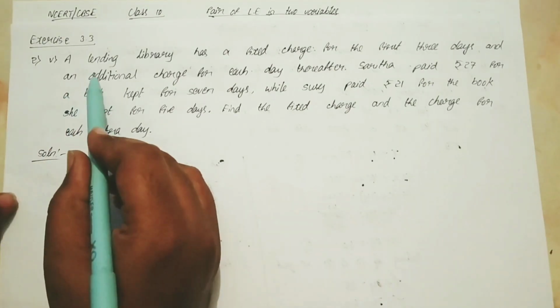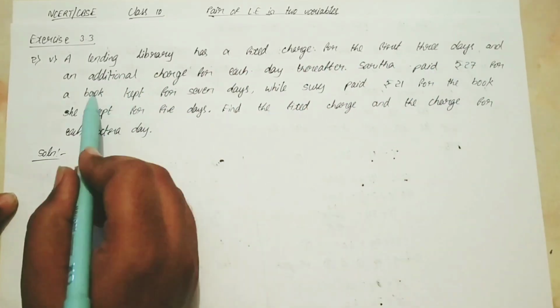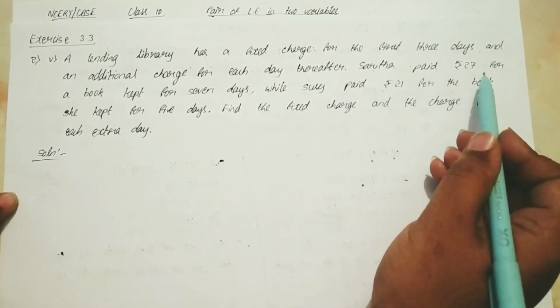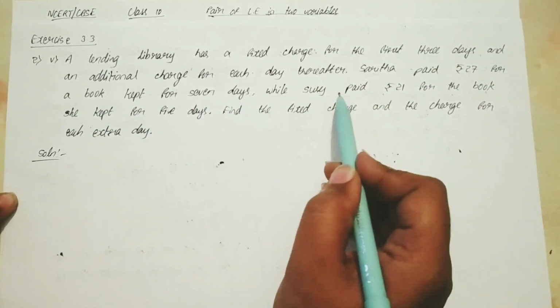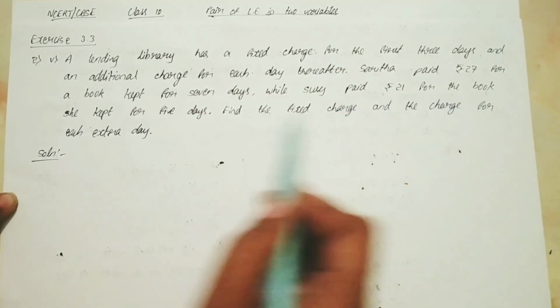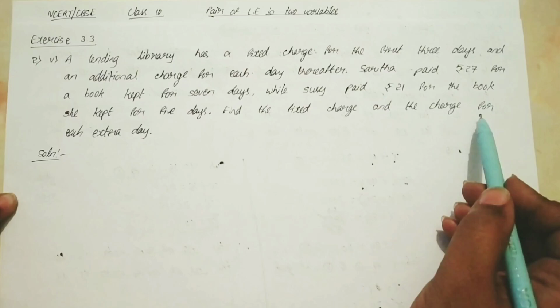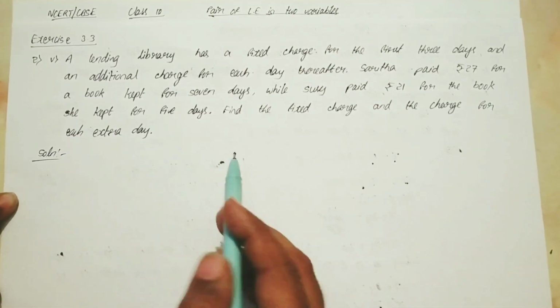The question is: a lending library has a fixed charge for the first 3 days and an additional charge for each day thereafter. Saritha paid rupees 27 for the book kept for 7 days, while Susy paid rupees 21 for the book she kept for 5 days. Find the fixed charge and the charge for each extra day. This is the question, right? So what is the first statement?